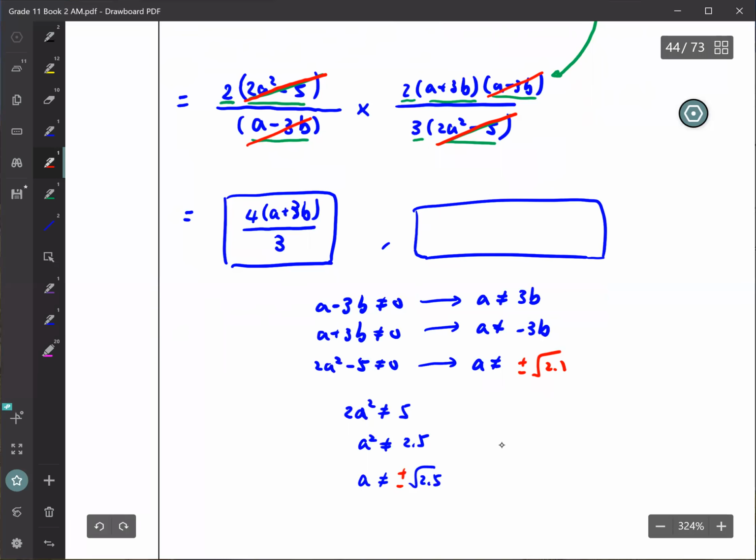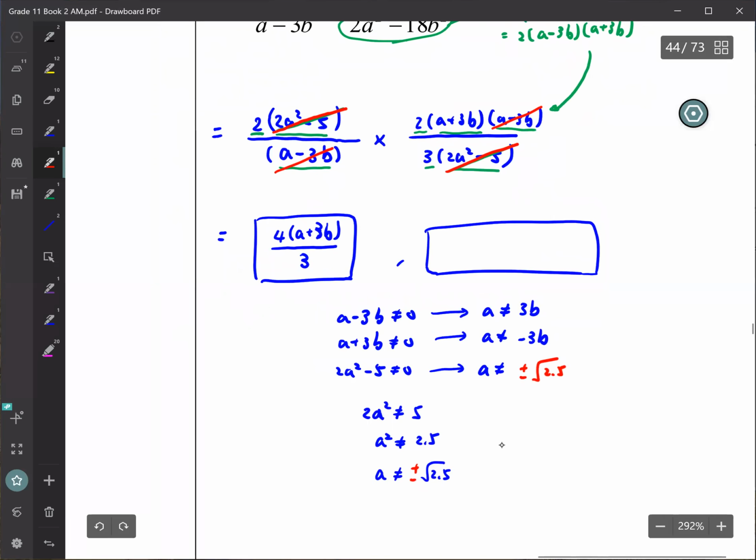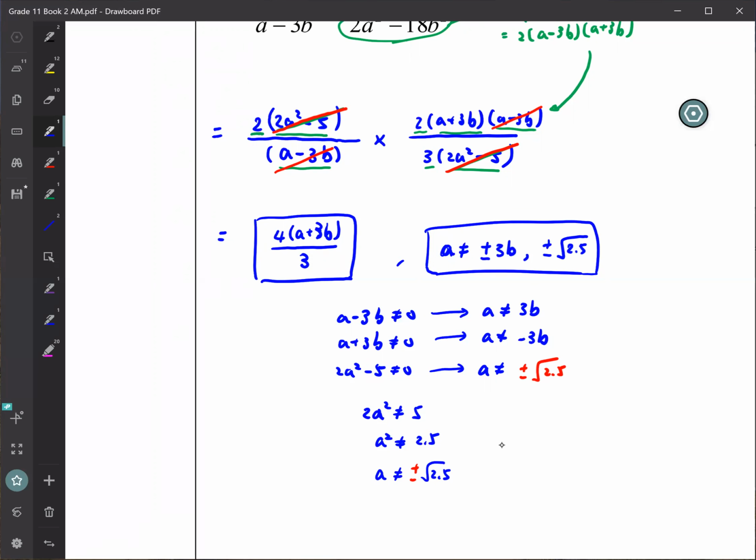Okay, so a common mistake is to forget the plus minus, right? So we put them all together into the box. A cannot equal negative 3b, so that's also plus minus 3b. Let's just do that to make it look more neat. So plus minus 3b, that's 2 restrictions, and also plus minus root 5 over 2, or 2.5, doesn't matter. Okay, so in total you get 4 restrictions.